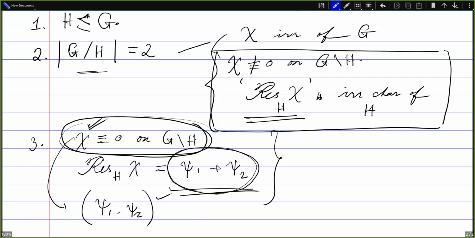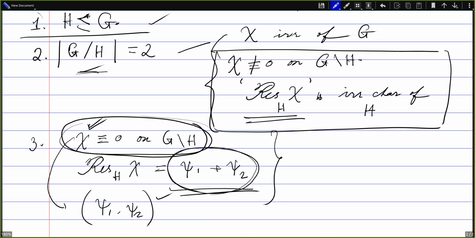So now this is the scenario we have. First of all, every character of H will be obtained in the restriction of irreducible characters of G. This is what we know in the very generality. So keeping that in mind, in the very special situation when H has index 2, as we know from 1, all the irreducible characters of H will be obtained in the restrictions of the irreducible characters of G.